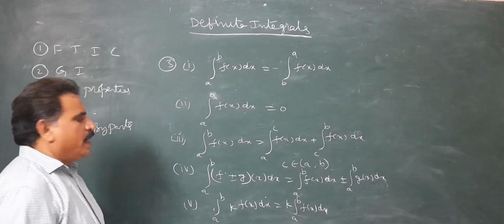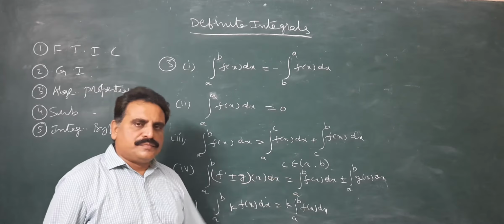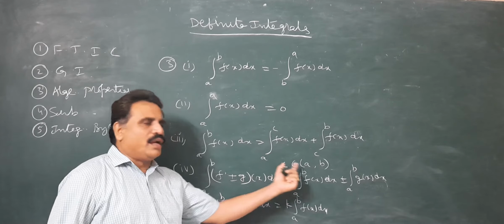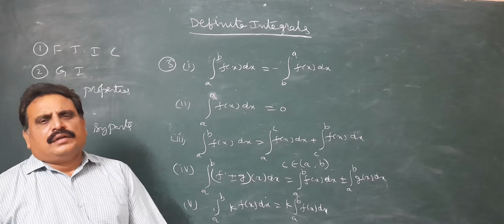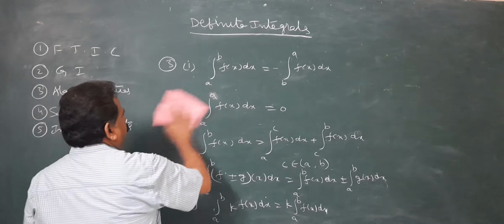These are the algebraic properties. But here plus or minus we can split it. If there is product or division, we can't split it. We can't split it. That we learned in indefinite integration, previous chapter.